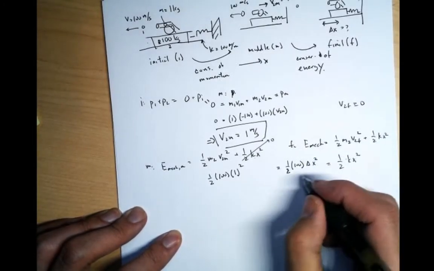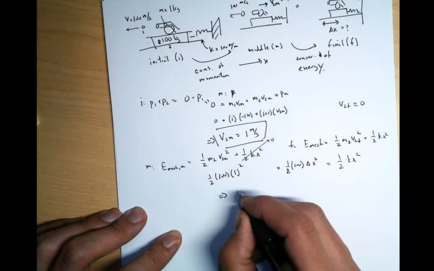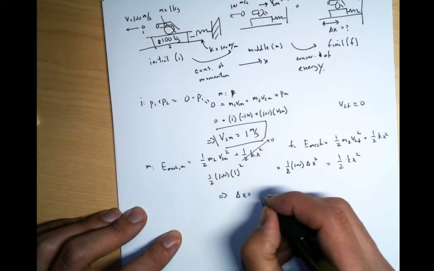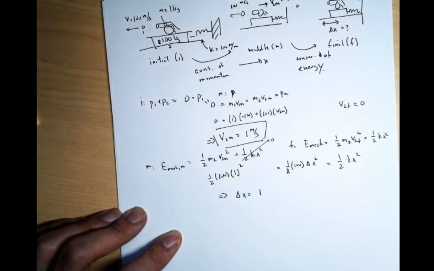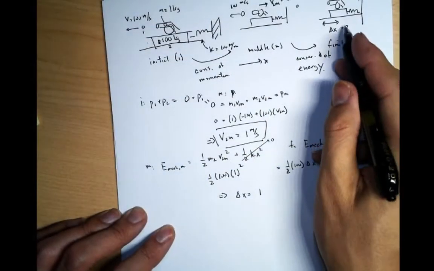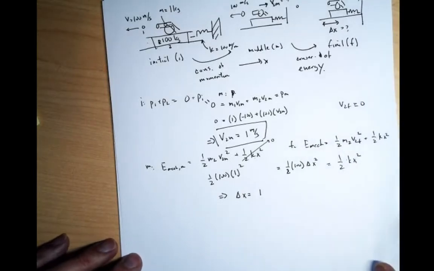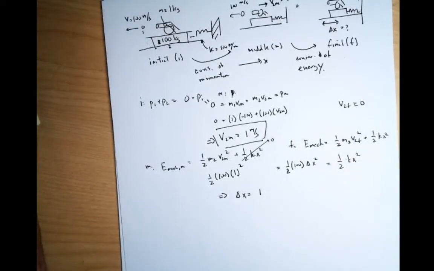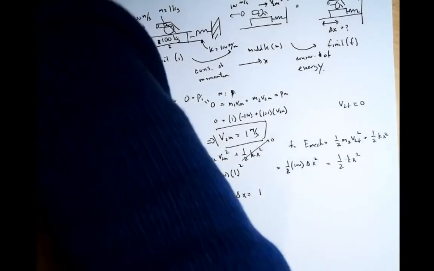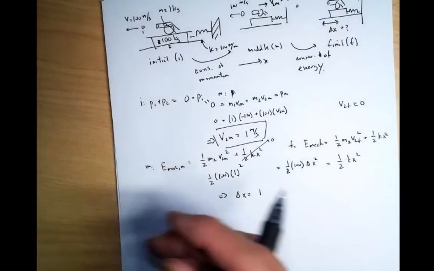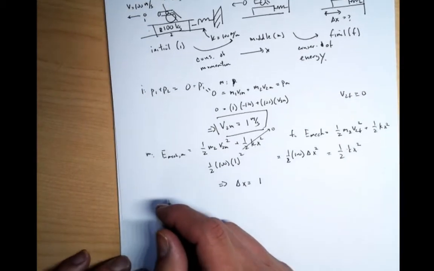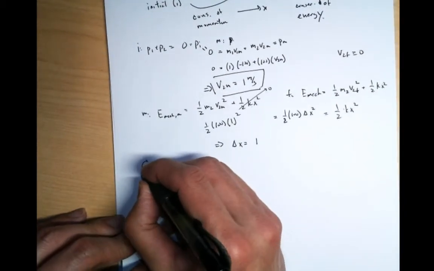All right. And let's go ahead and solve this thing. We basically find that delta x is equal to 1. Technically plus or minus 1, but really it's the amount of compression that I require. Okay. So that is part of conservation of linear momentum. Now, I want to talk a little about collisions.